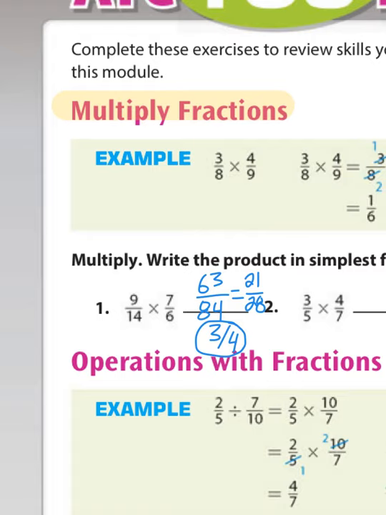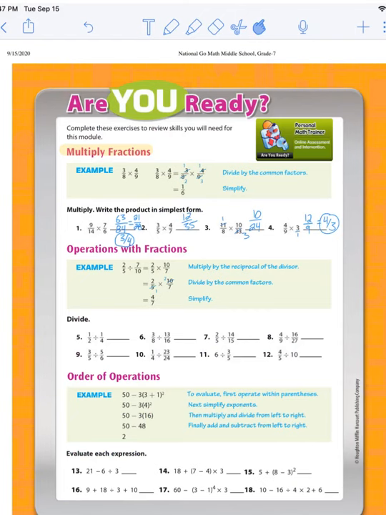All right, pause the video, do numbers 2 through 4 by yourself, answer in simplest form, then play back the video to see if you got them right. All right, 3/5 times 4/7 is 12 over 35.